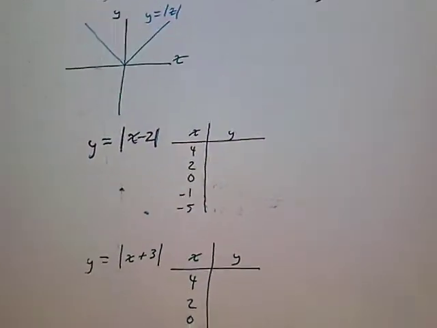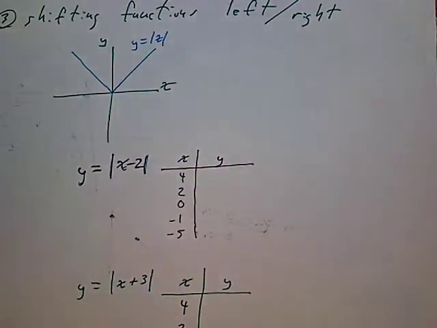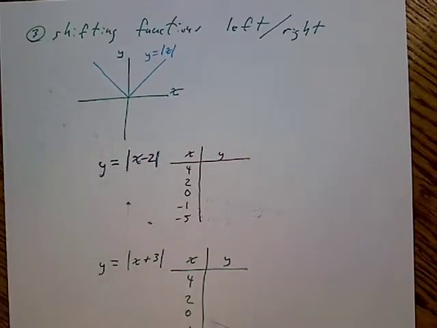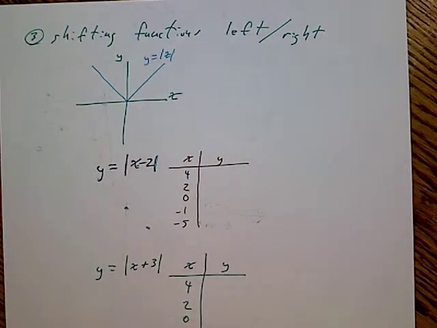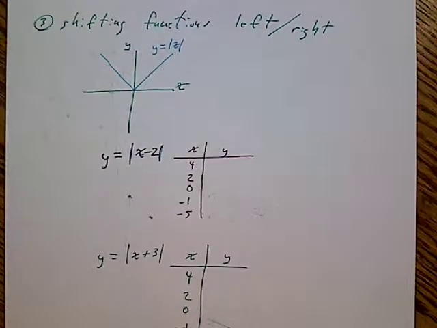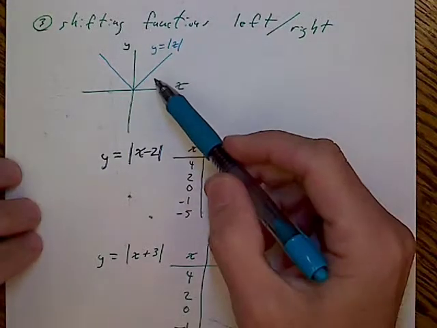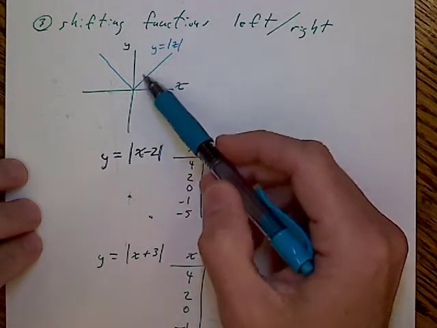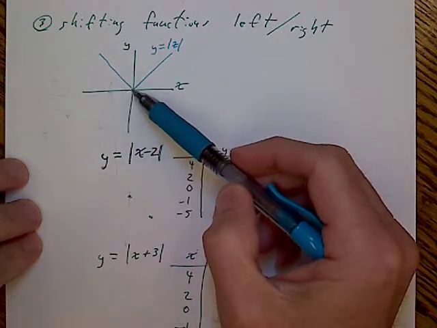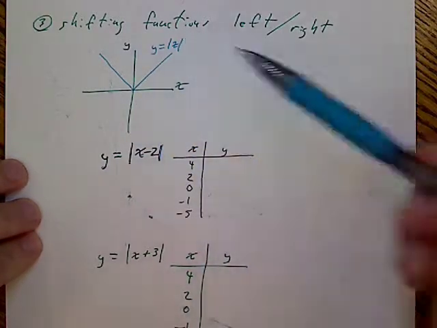Final thing I want to talk about, kind of a big topic that we'll talk about quite a bit as we move into geometry, algebra 2, and precalculus, is the shifting of functions left or right. And we can do this with an example of y equals the absolute value of x. I think we know enough by now to realize the graph of the absolute value of x is just this sort of V shape.